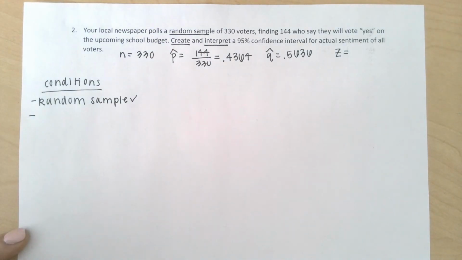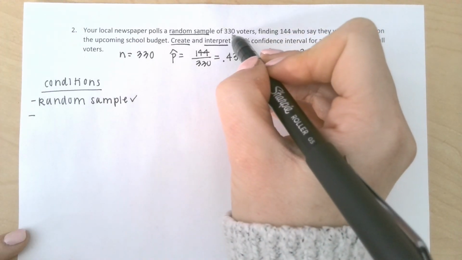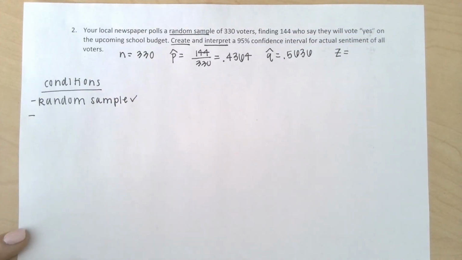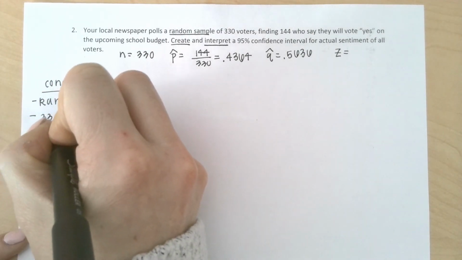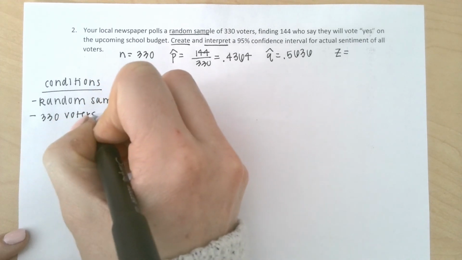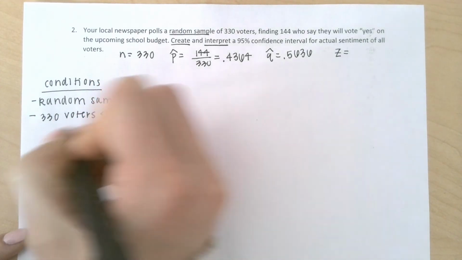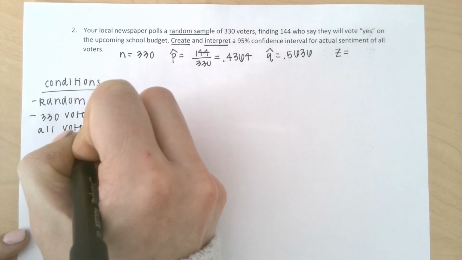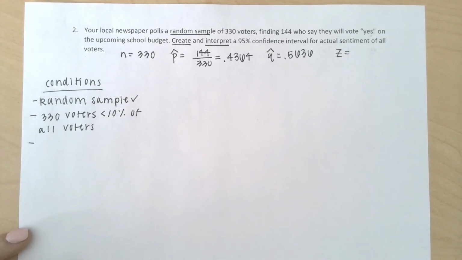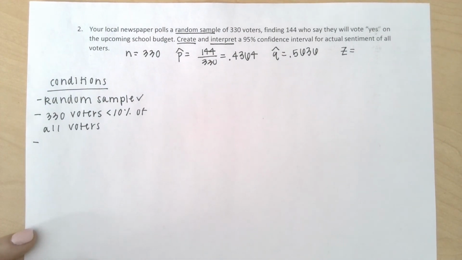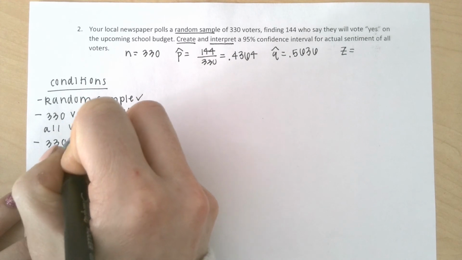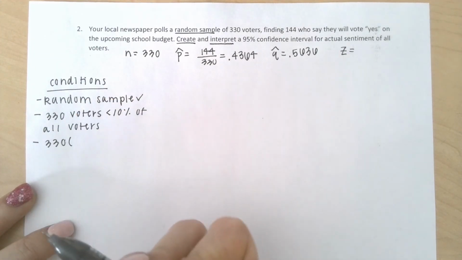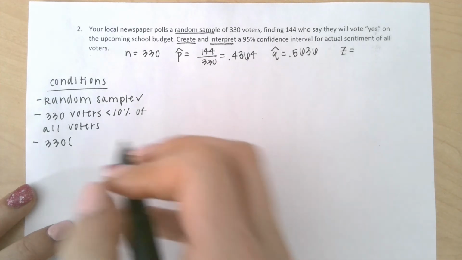Next, I'm checking my 10% condition. Do we think that 330 voters is less than 10% of all voters on the school budget? I'm assuming that this is a large school district, so I think that 330 voters will be less than 10% of all voters. Okay, the third condition, because we are dealing with proportions, we're going to make sure we have at least 10 successes and 10 failures. So what we'll do here is take our n value. Now we used to multiply by p, but I don't know what p is, so instead I'm going to use my p hat.